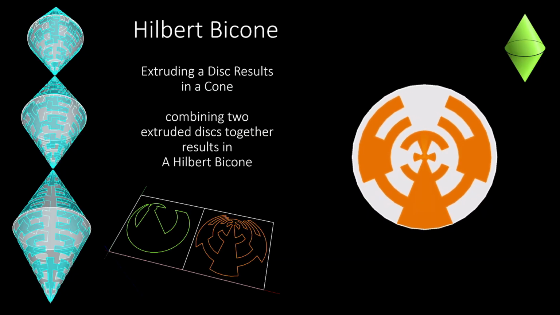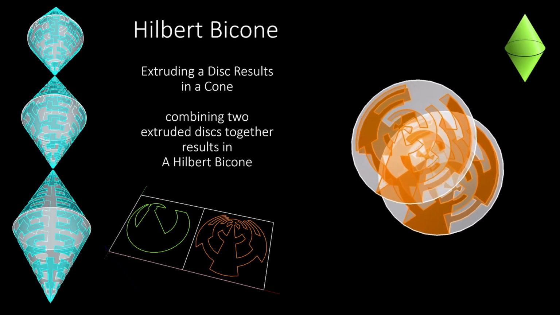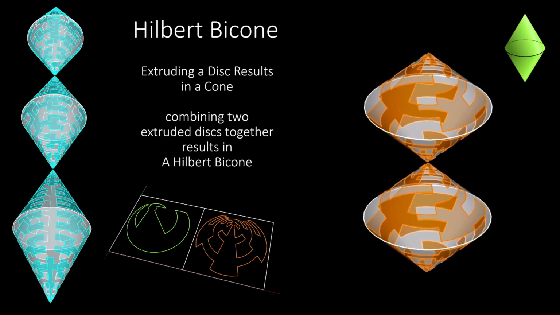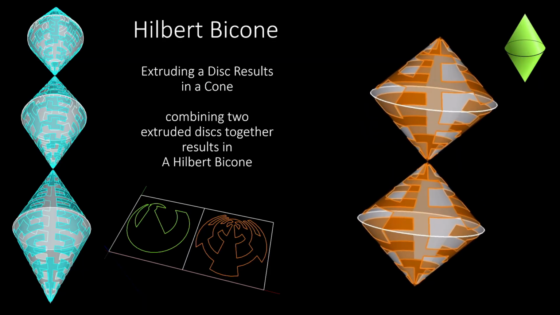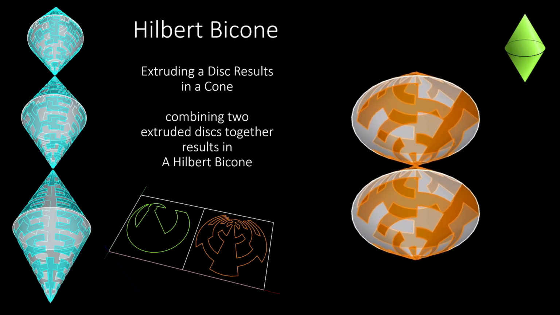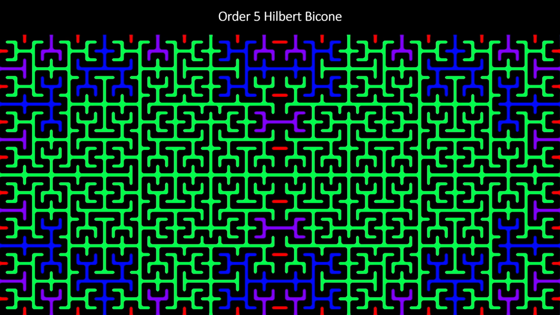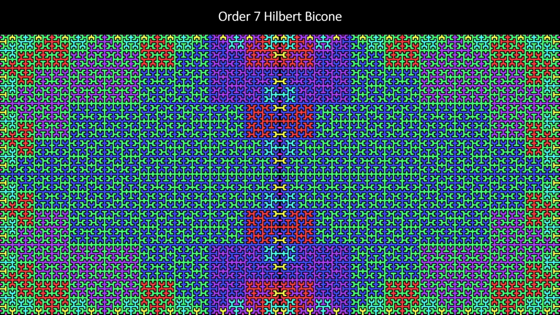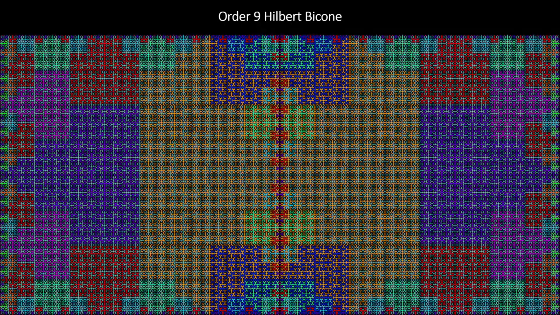The Hilbert bicone: by extruding a disk into a cone and combining two of these cones together, you can result in a Hilbert bicone. This is an order 5 Hilbert bicone with the negative branch fractals, an order 7 Hilbert curve bicone, and an order 9 Hilbert bicone. This video features two order 9 Hilbert disks merged into a bicone.